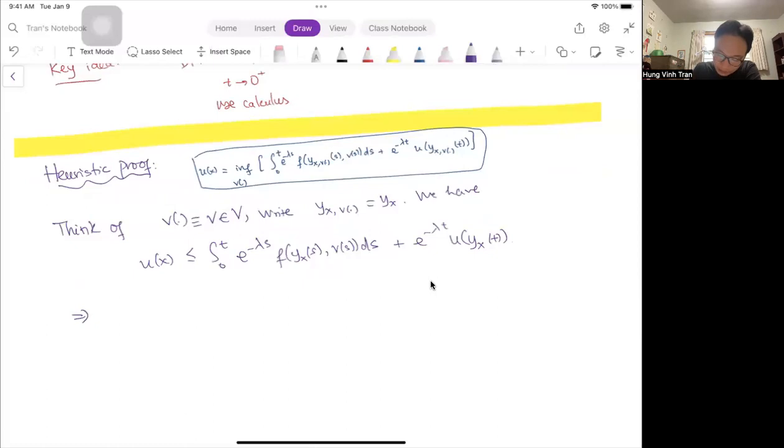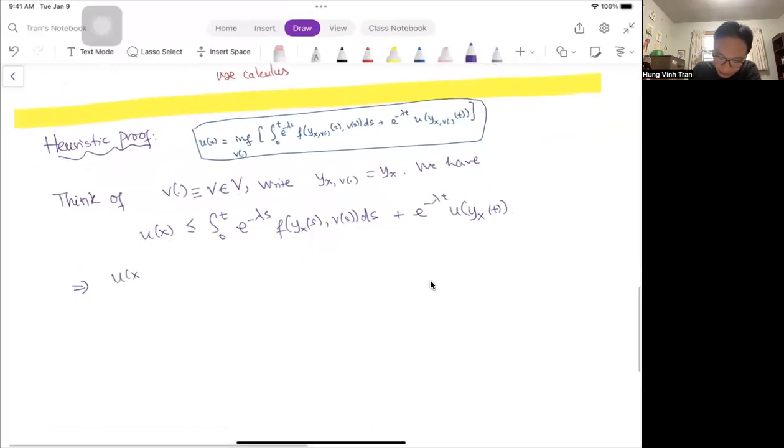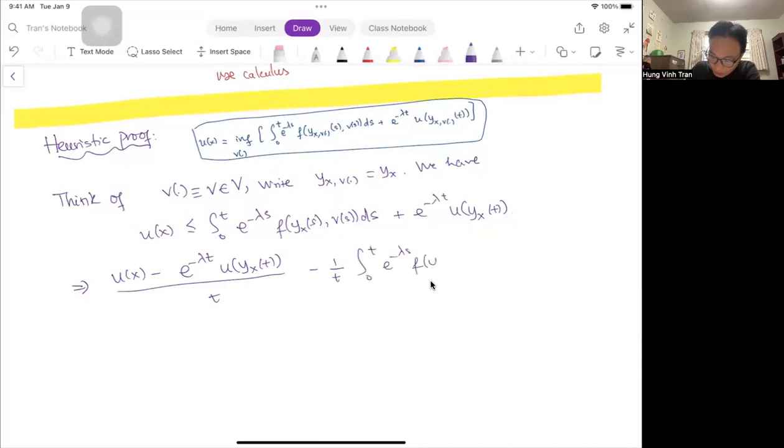So this implies, let's move everything to the left. I would have u(x) minus e to the minus lambda t u(y_x(t)), divided by t, minus 1 over t times the integral from 0 to t of e to the minus lambda s f(y_x(s)) ds, is less than or equal to 0.